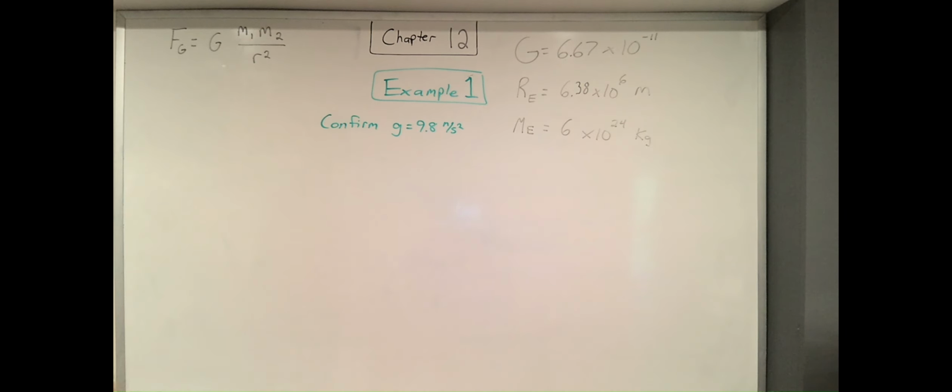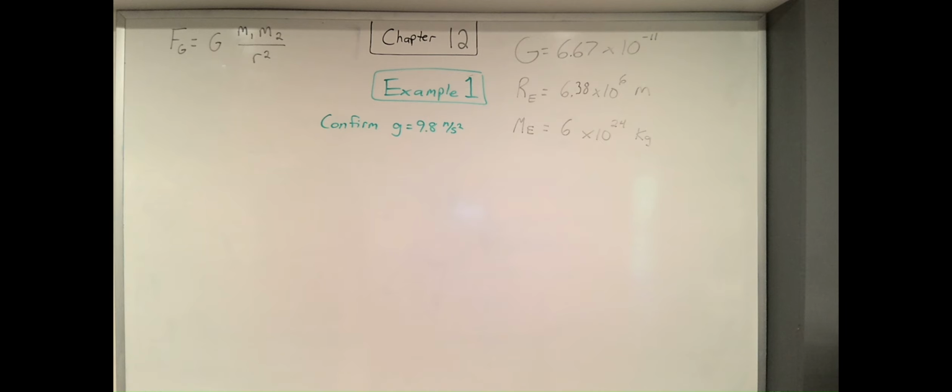I also have the radius of the Earth, which is 6.38 times 10 to the 6th. And the mass of the Earth, which is 6 times 10 to the 24th kilograms. For example number 1, I just wanted to confirm that g is equal to 9.8. We've been using 9.8 for the entire course here, and it was kind of just a given that you were expected to have g of 9.8. Here we can actually confirm that it is 9.8 by doing the math for the Earth.